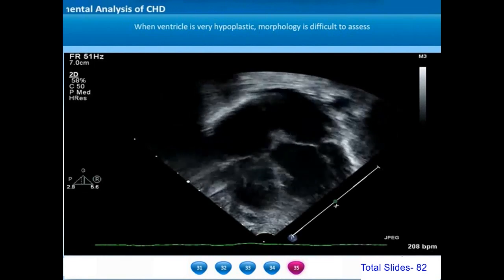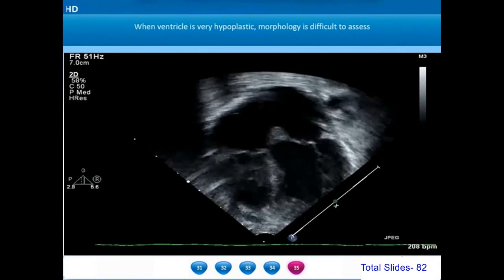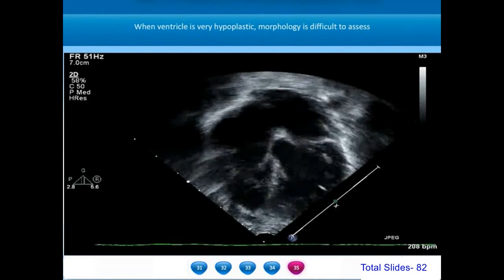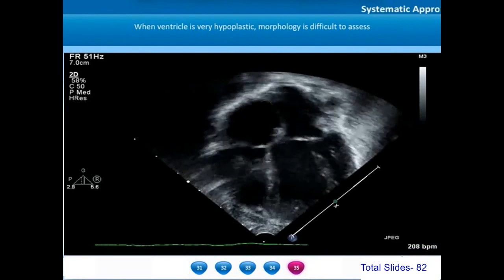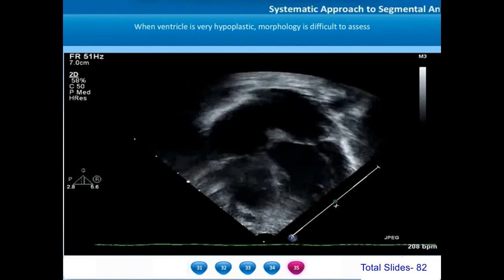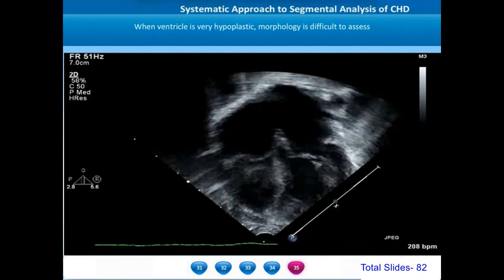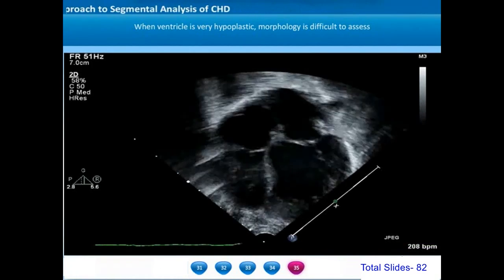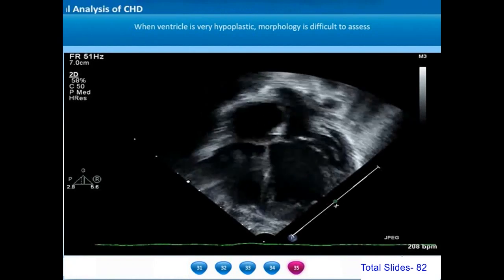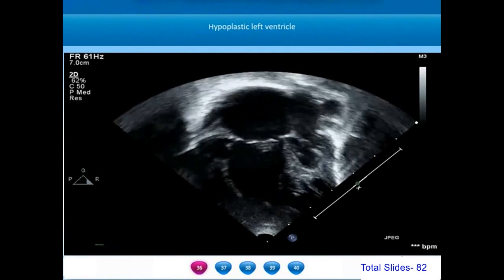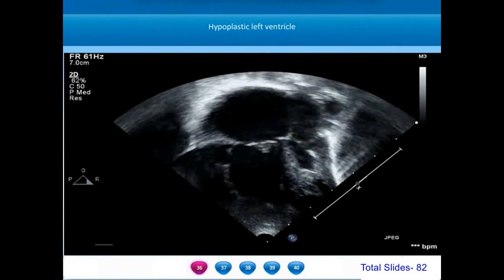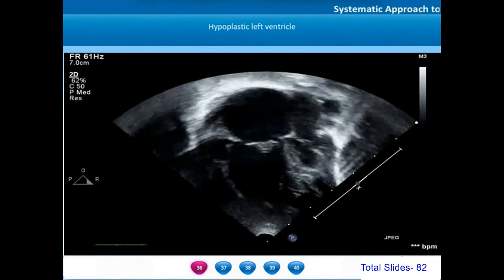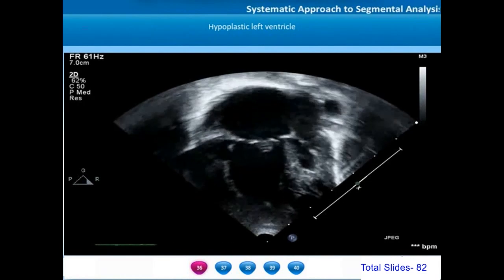We need to understand that when the ventricle is very hypoplastic, the morphology of the ventricles will be difficult to be assessed by all these criteria. This is an example of an extreme hypoplasia of the right ventricle, and we will not be able to appreciate all the standard features. Similarly, in an extremely hypoplastic left ventricle, again we may not be able to appreciate the characteristic features of right and left ventricle.